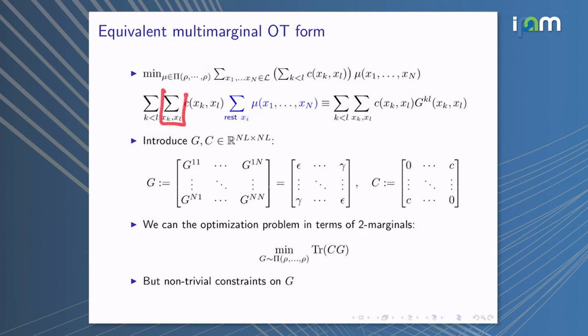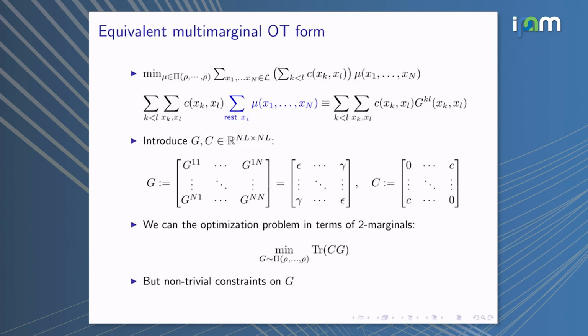And then for every pair K, L, I take them out first, and then this only depends on K and L. Then for the rest of the indices, I can sum them up. So this inner sum is mu. You fix K and sum over the rest of the indices. Now, as you see, the blue term is exactly equal to this G term that we defined.